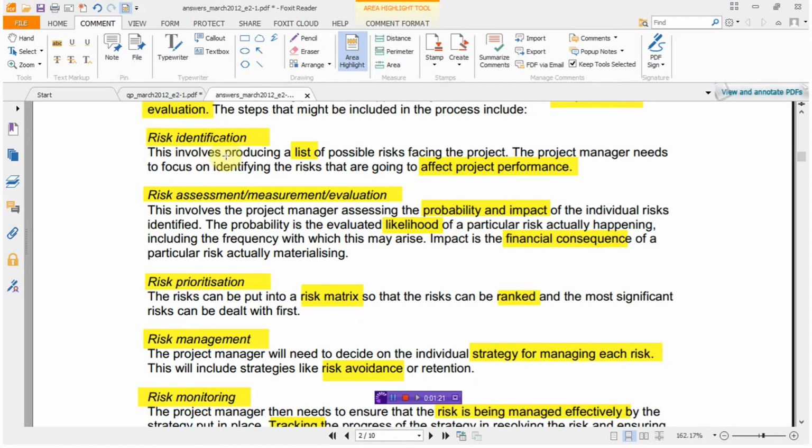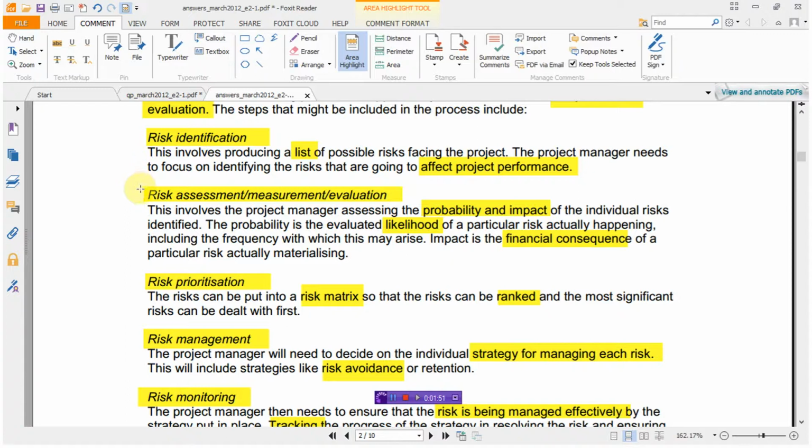First area here is to identify the risks involved in the project, and that's very much going to be a list of some kind or other. Obviously what we're concerned about are the risks that are going to affect performance. Any risks that aren't going to affect performance are not relevant to us. There may be some low-level risks that aren't overly important. So first area is a list.